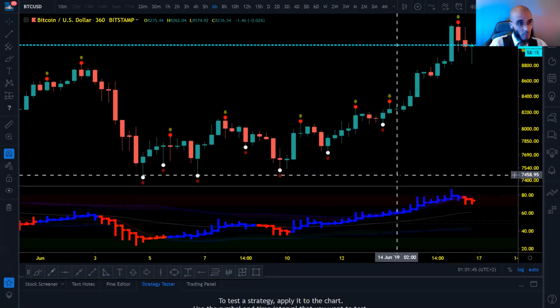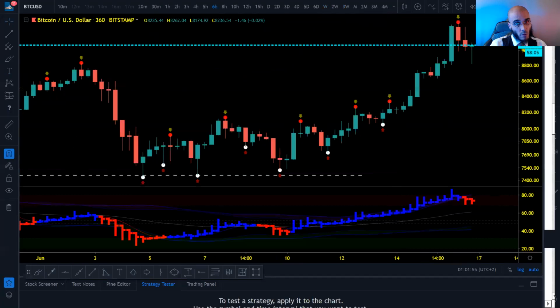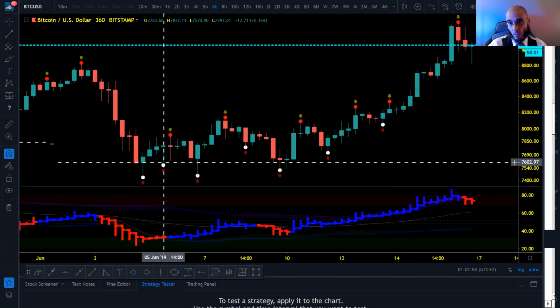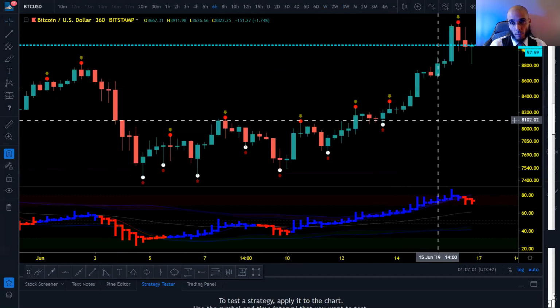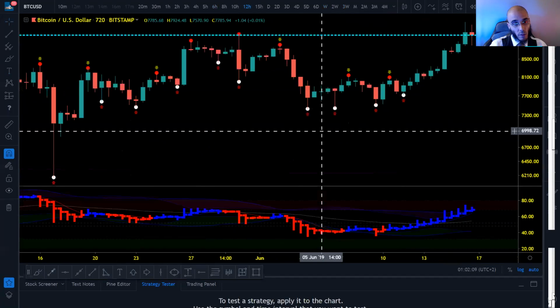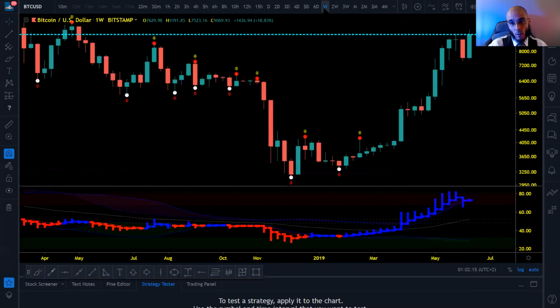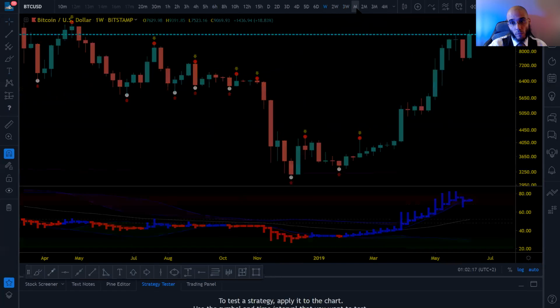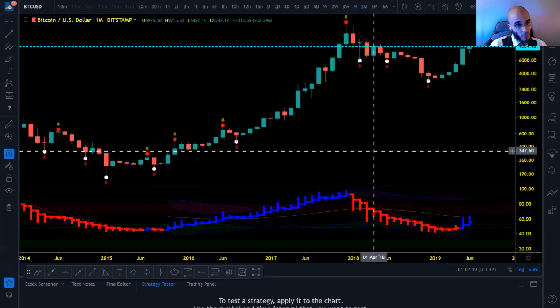Here we have fractals, Williams and OXO. So fractals on the 6 hour is negative. On the 12 hour, we are still positive. On the 1 week, we are negative, and on the 1 month, we are positive. So you have 2 positive out of 4.